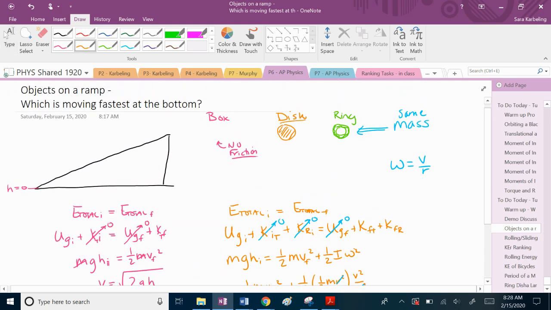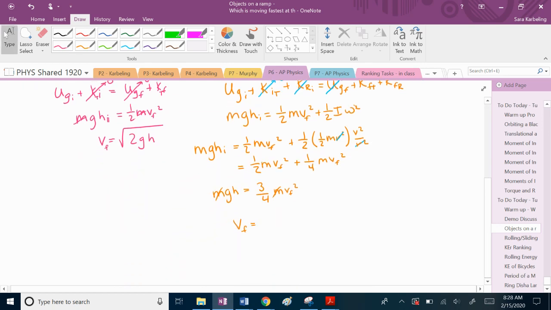Just a reminder, we're talking about the disk, okay? V final for the disk is going to be equal to the square root of 4/3 gh. So right away, without doing much work, we can see that the final velocity for the block, the thing that's just sliding down, is different from the velocity for the disk. In fact, the block's is higher, because we've got a 2 in there versus 4/3, which is 1 1/3, not quite 2. So we've got two different velocities.